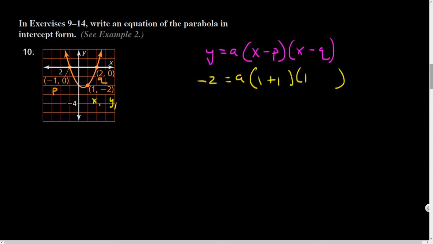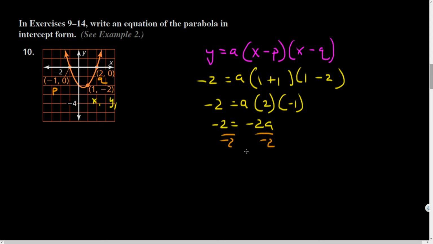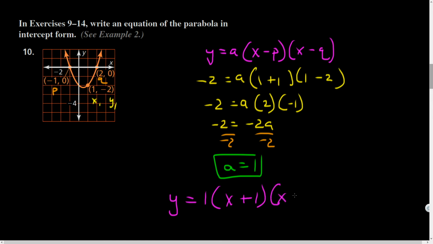All right. Hey, look at that. It's kind of worked out on its own. And so let's solve for a. 1 plus 1 is 2. 1 minus 2 is -1. And so -2 equals -2a. Divide both sides by -2. And you can probably see where this is going. A equals +1. And now that I know what a is, and I know what p and q are, I can write the equation. Y equals 1, parentheses, x plus 1 times x minus 2.